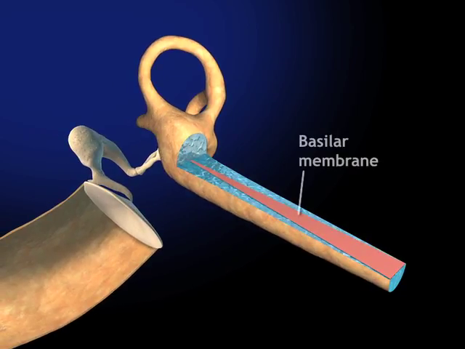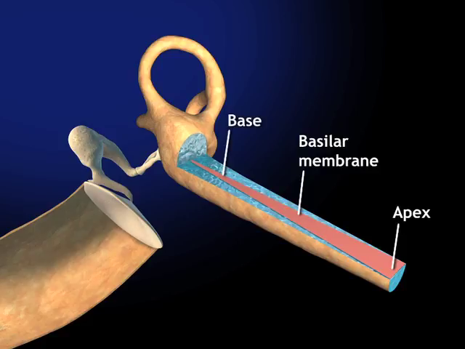First, the basilar membrane is wider at the apex than at the base by a factor of about 5. Second, the membrane's stiffness decreases from base to apex, the base being about 100 times stiffer.